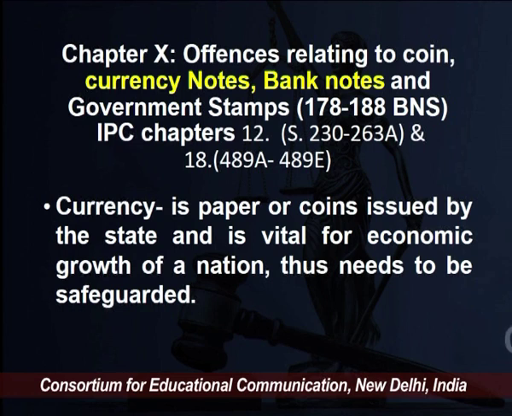In the Indian Penal Code, all these were covered under two separate chapters. So, we had a separate chapter for offences relating to coin and government stamps, and there was a separate chapter dealing with offences relating to currency notes and bank notes. So, these were chapter 12 from section 230 to section 263A and chapter 18 from section 489A to section 489E in the Indian Penal Code. So, now coming to chapter 10, in which we have dealt with offences whether they relate to coins, currency notes, bank notes and government stamps.